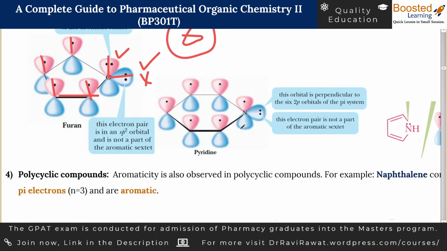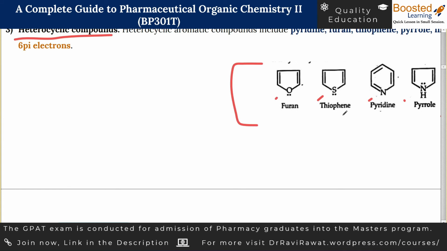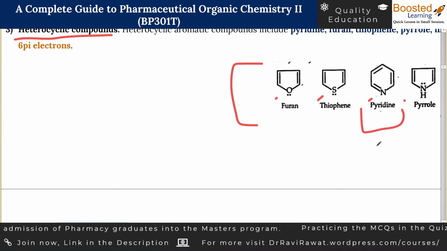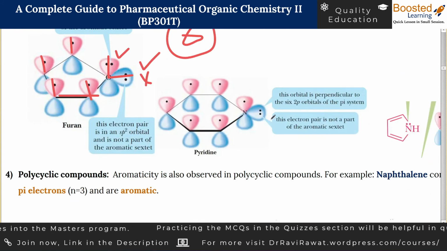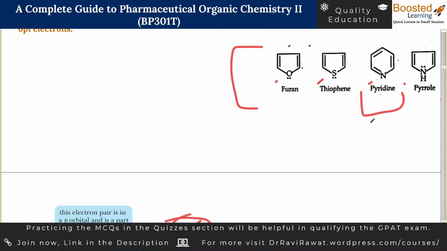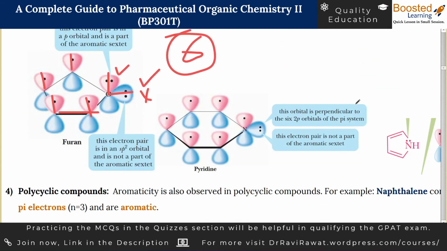Let us take the example of pyridine. Pyridine is nothing but a 6-membered ring with one nitrogen. So here the nitrogen is sp2 hybridized. Let us study the hybridization of pyridine. Before this, I want you to understand that the lone pair of this nitrogen is not going to participate in delocalization because it is going to be in the same plane as the ring.